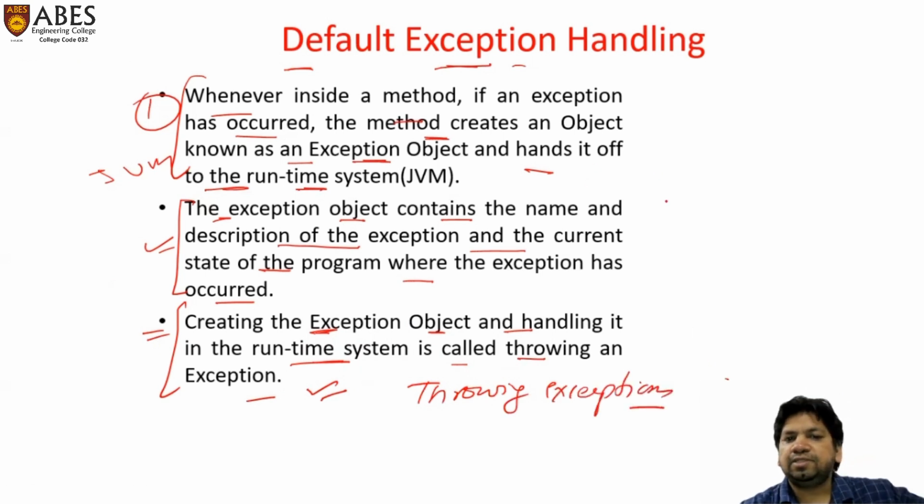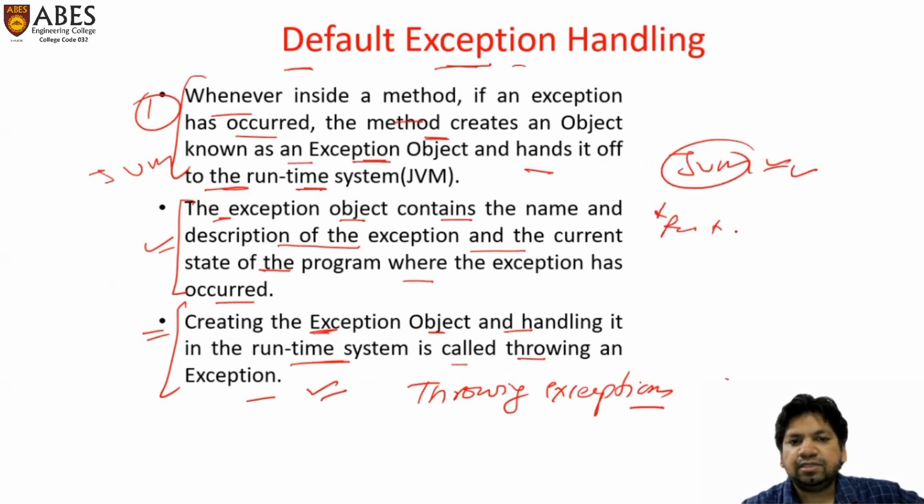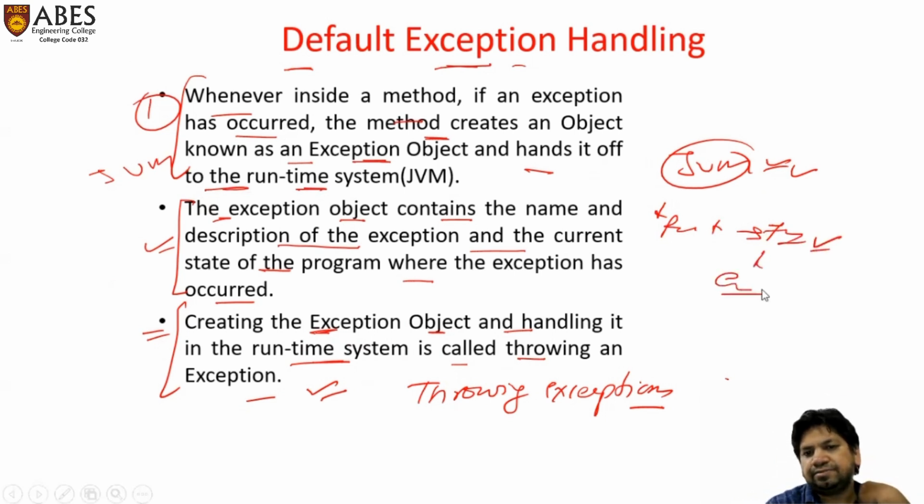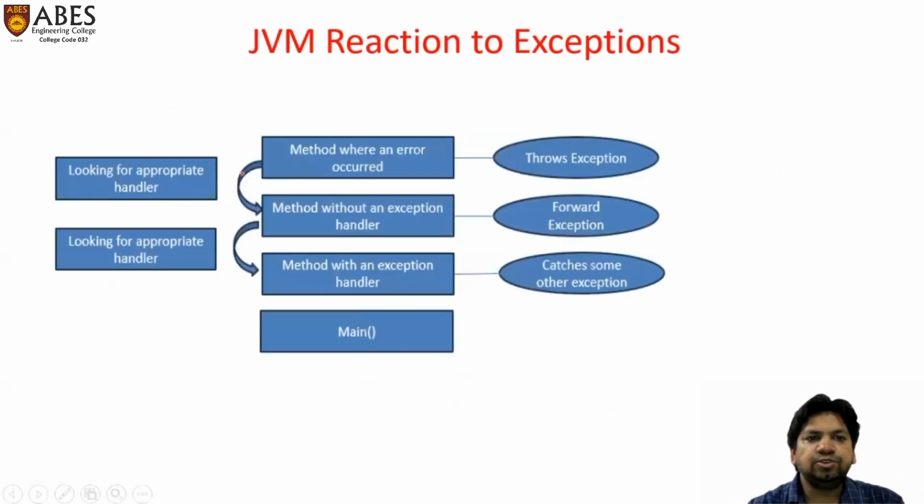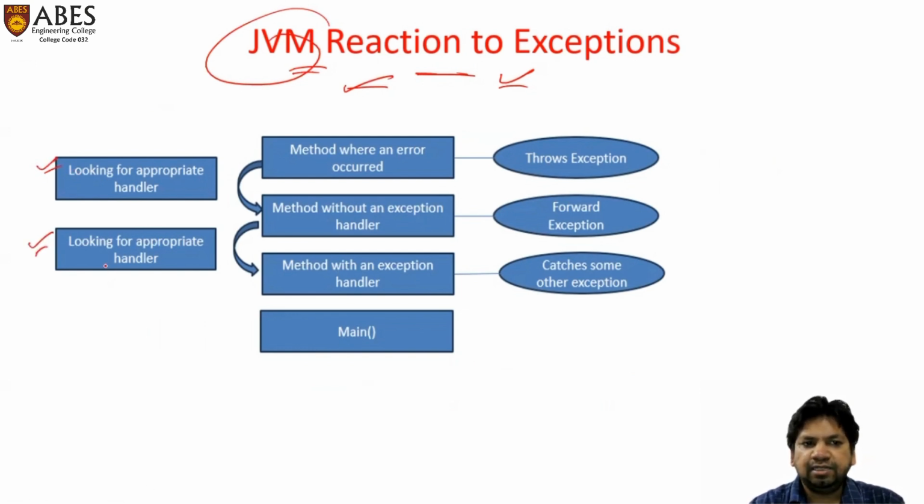So one thing we now have is that the JVM handles exceptions. Another is that at runtime, the exception is sent onward. You can see the JVM reaction to the exception. How does the JVM react when the exception comes? First is looking for the appropriate handler. Second, looking for the appropriate handler.